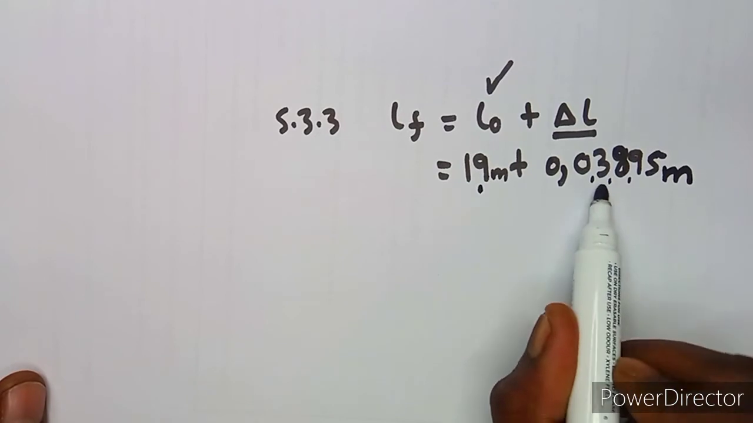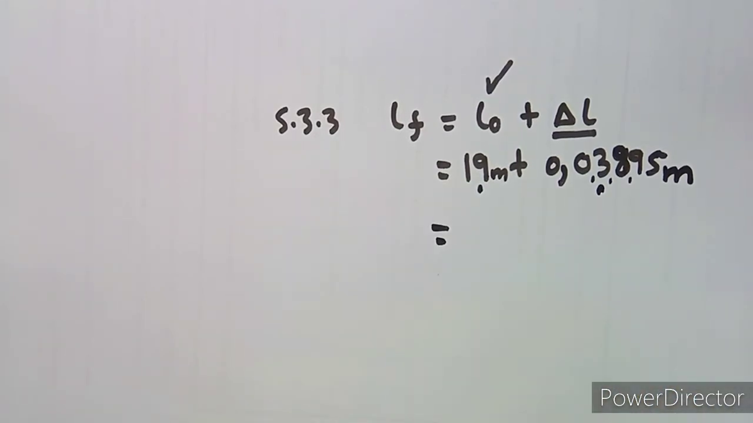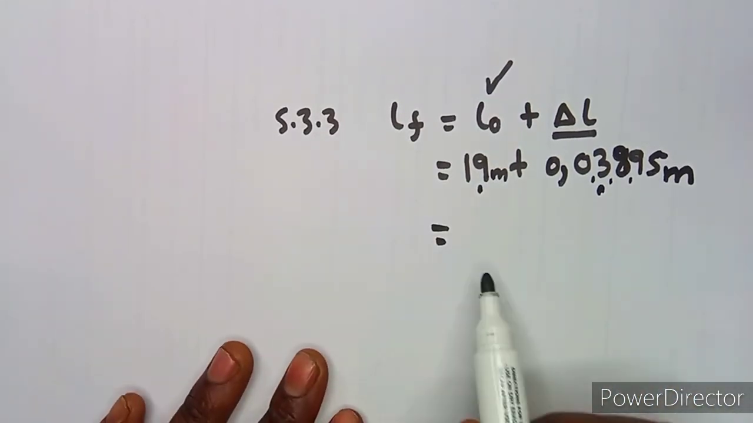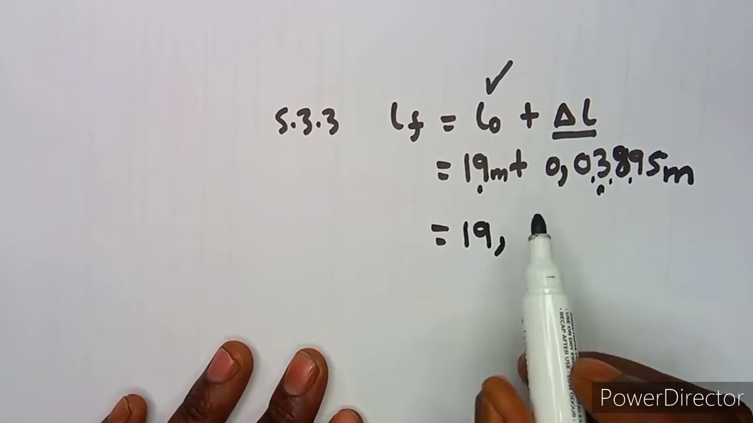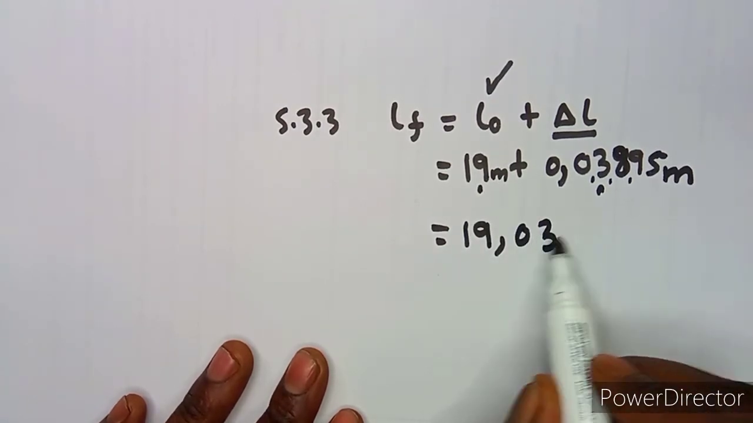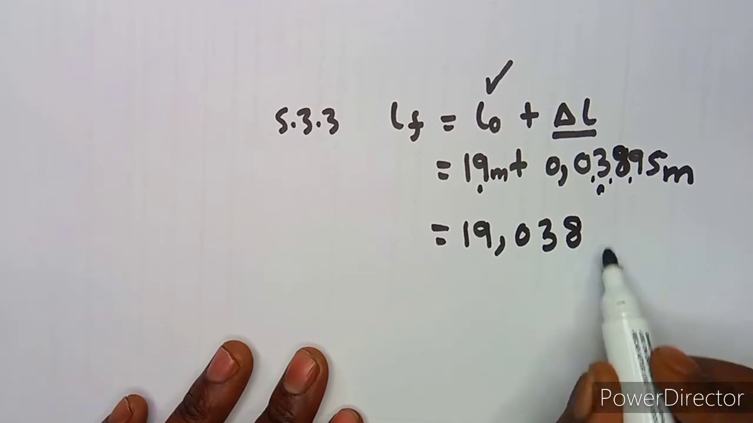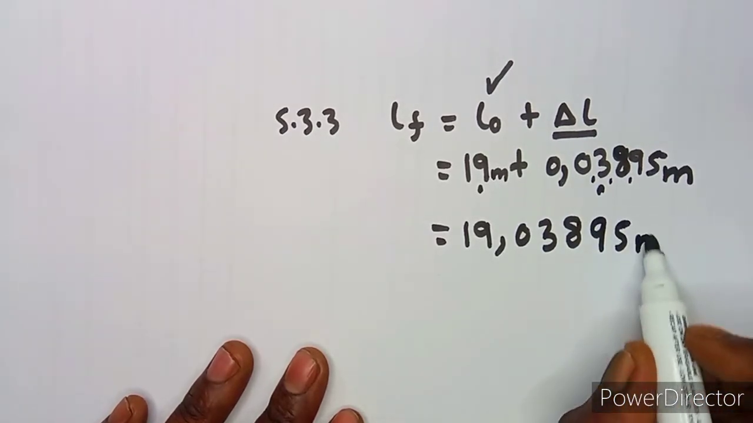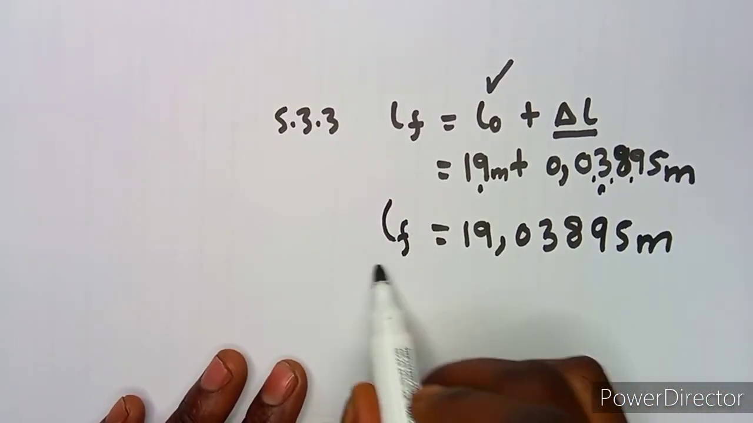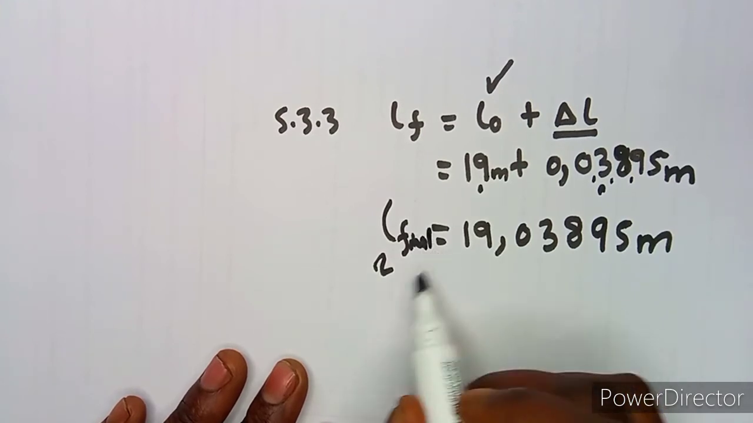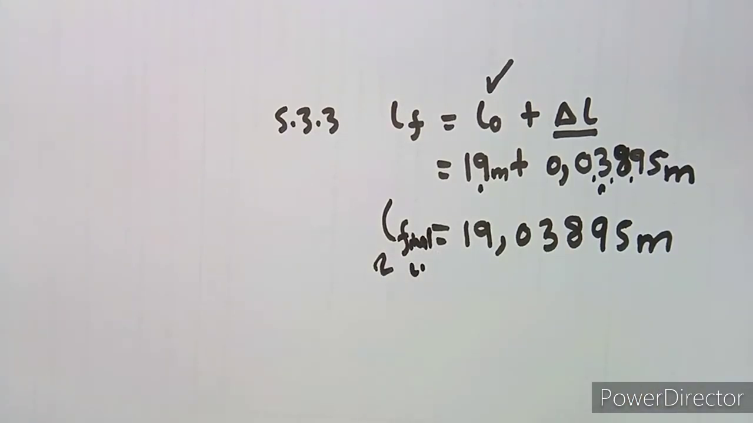So these two can add each other in meters, which is going to give us 19.03895 in meters. So this will be our final length. So the final expected length was going to be 19.03895 in meters. So that's how they can ask these questions actually.